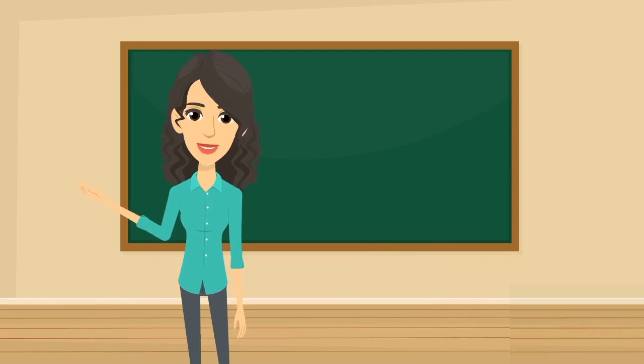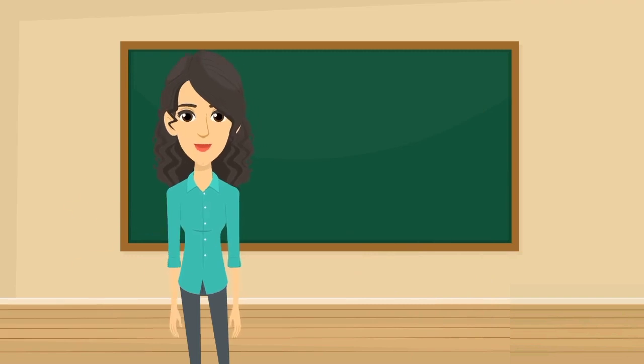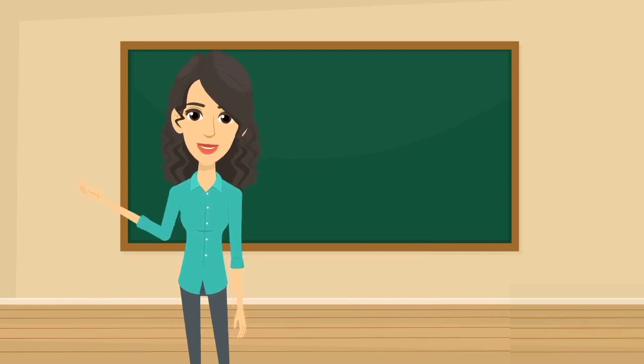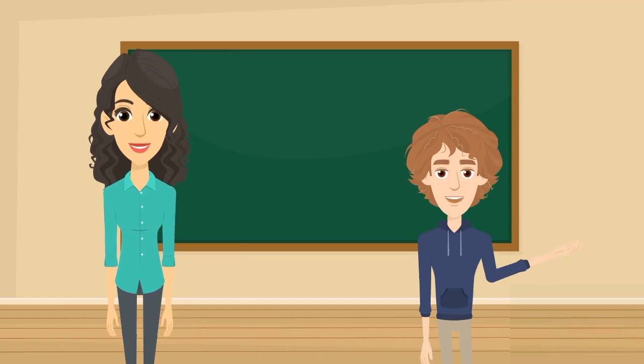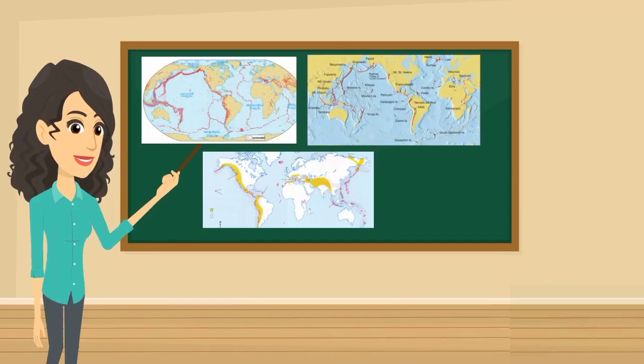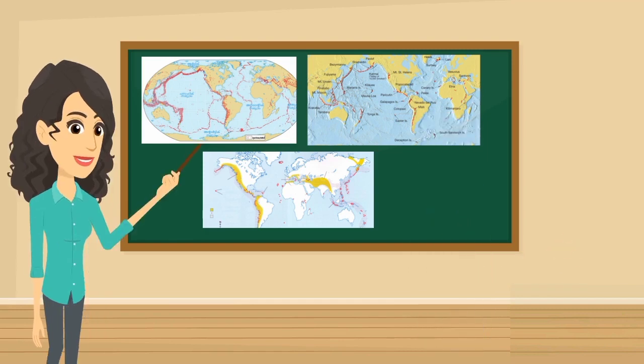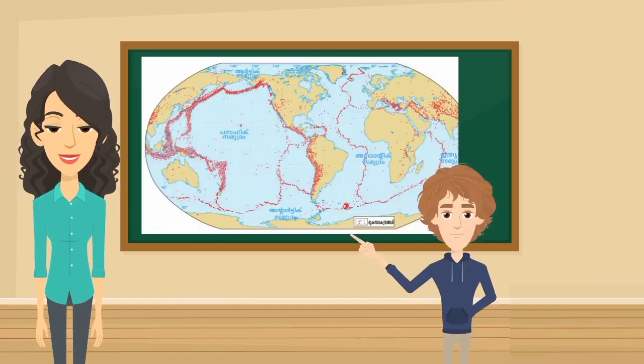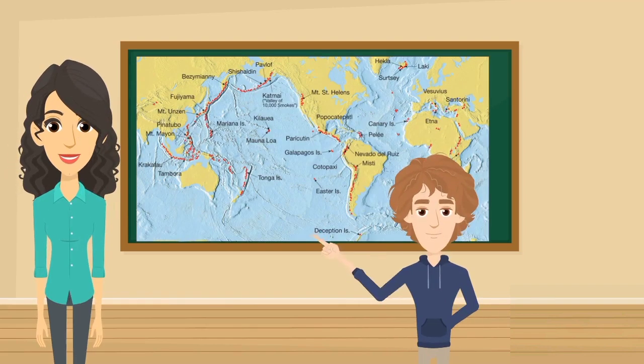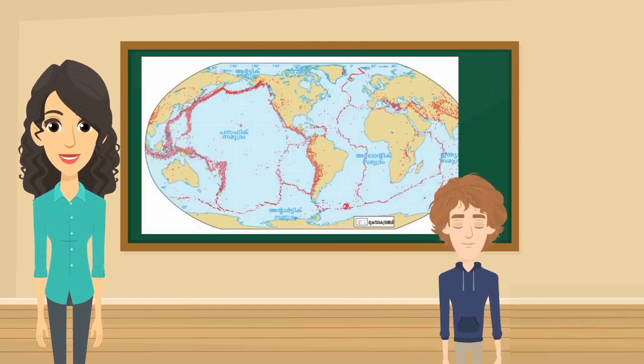Yes. Today we are going to study an important section in geography. Yes, teacher. We are waiting for that. Can you identify what these are? Yes. This is our world map. These three maps show three different concepts. What are they? First one is earthquake zones. Second is volcanoes. And third map indicates mountain ranges.